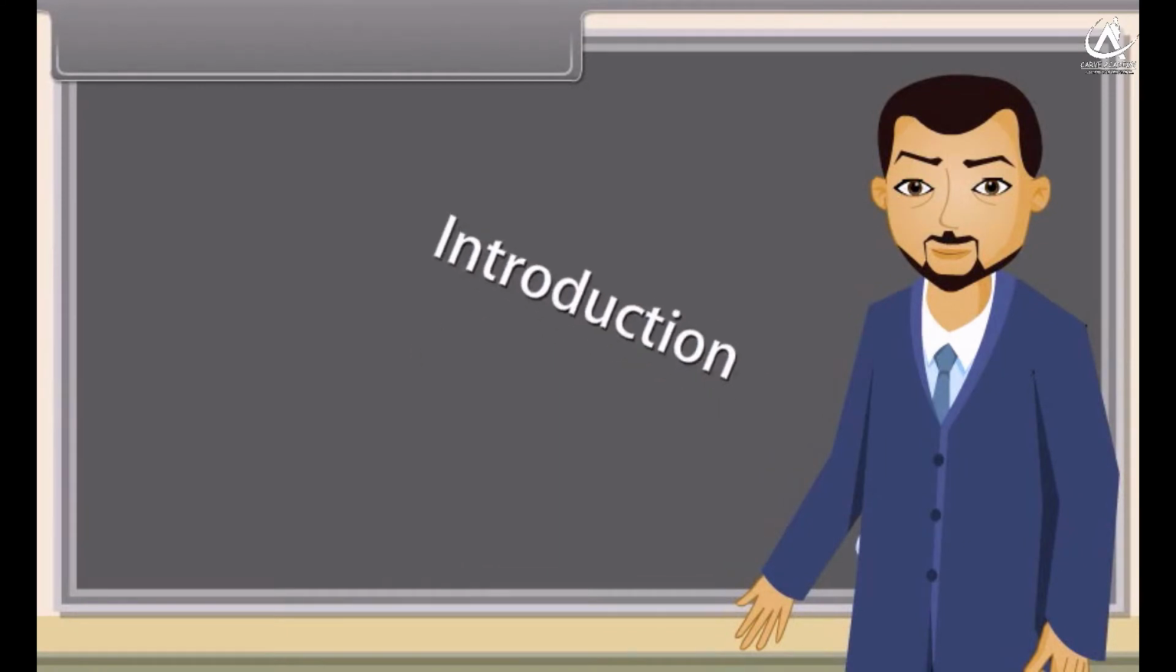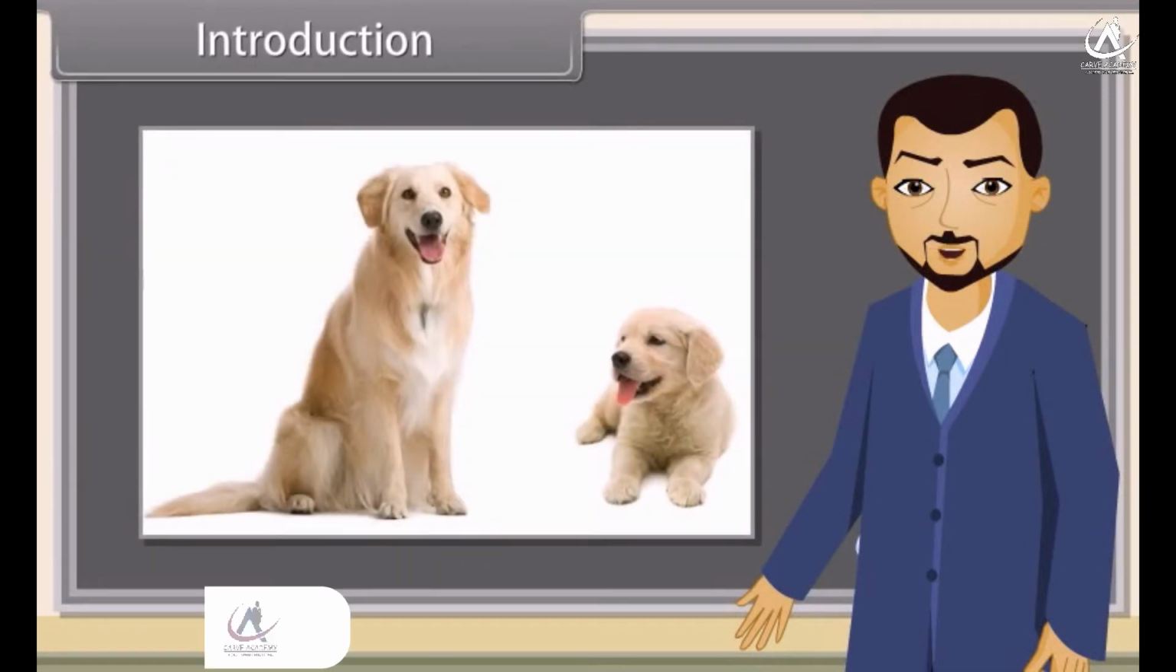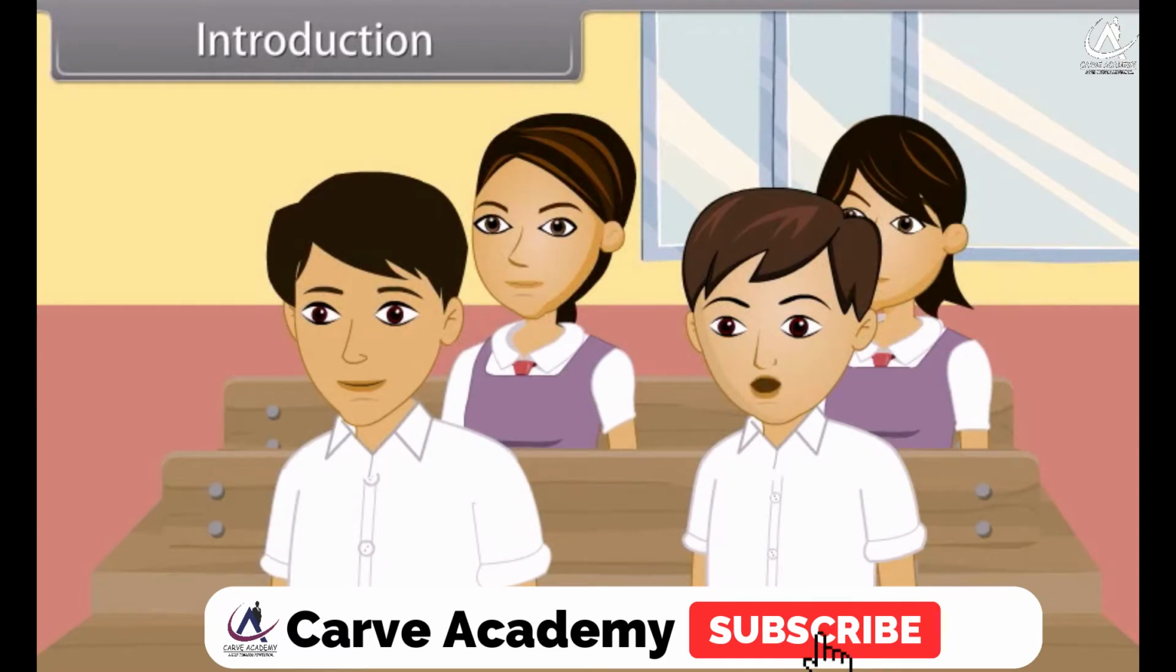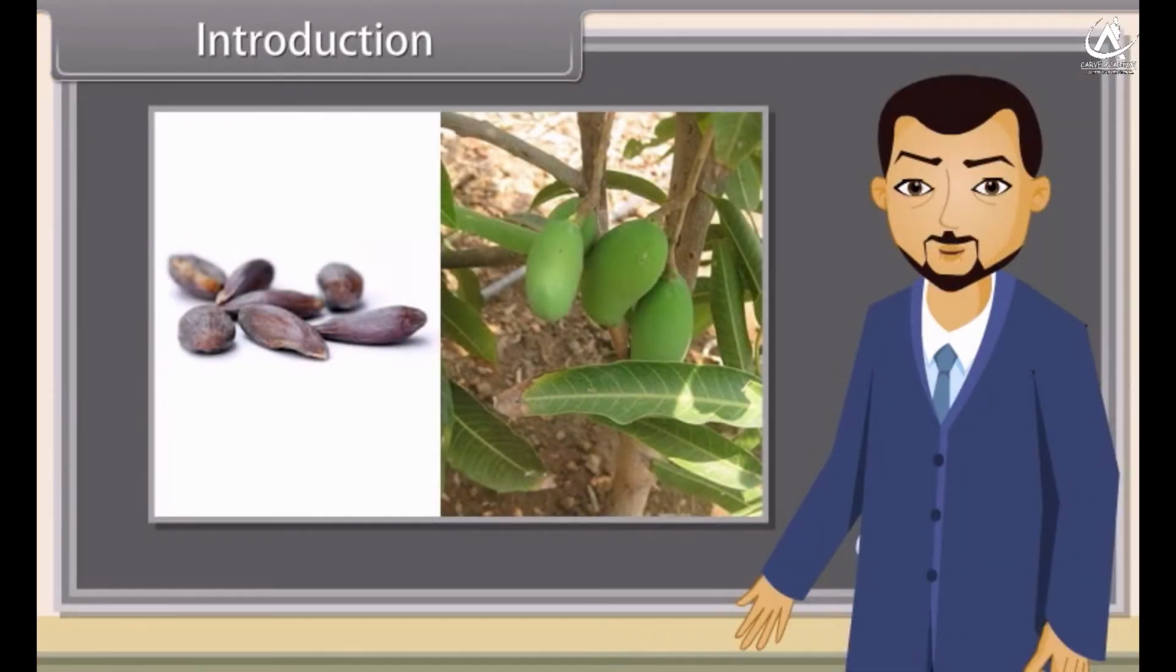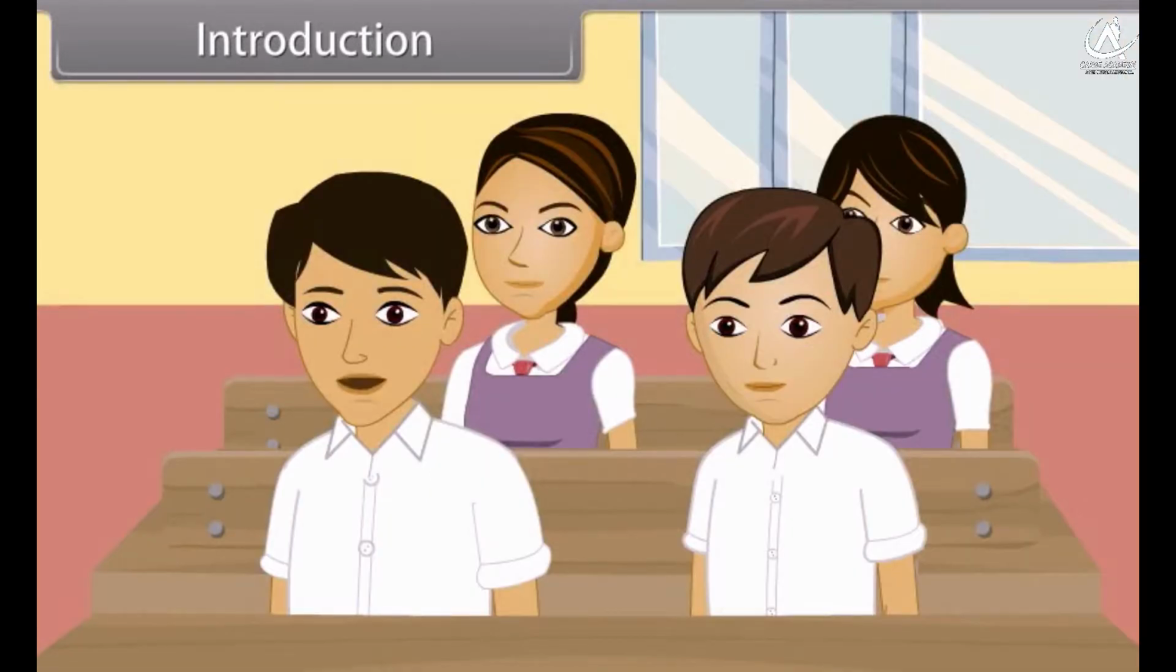Introduction. What can you see in this picture? We can see a dog and its puppy. Correct. Can the seeds in this picture produce the corresponding mango plant? No. Mango plant can only be produced from mango tree.